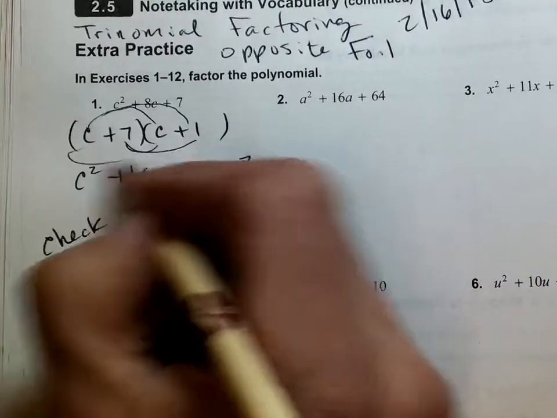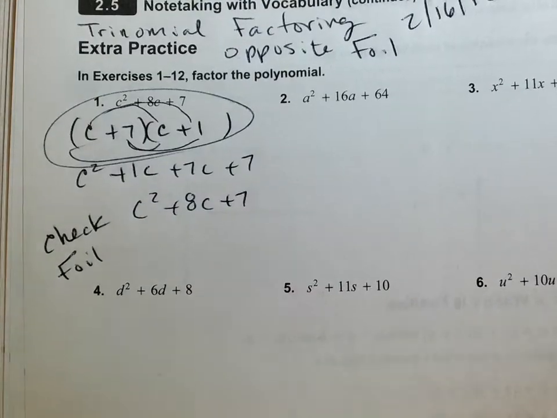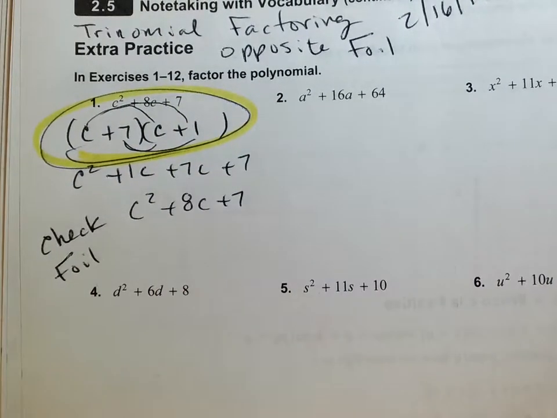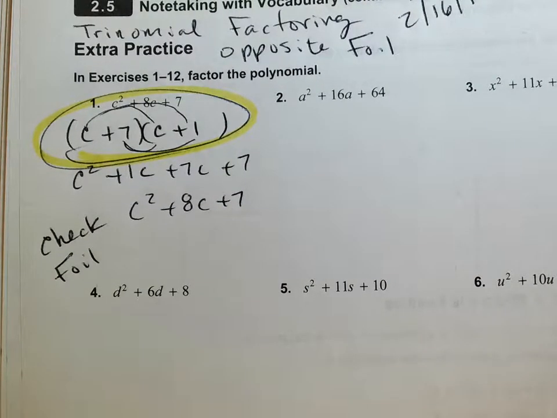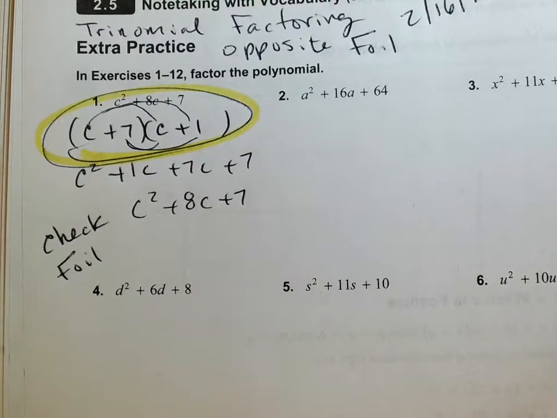But the answer is this: c plus 7, c plus 1 is the answer. It's been factored. So factoring is just undoing FOIL. That's all it is. It's going back to the original question, isn't it? So, how about number 2?